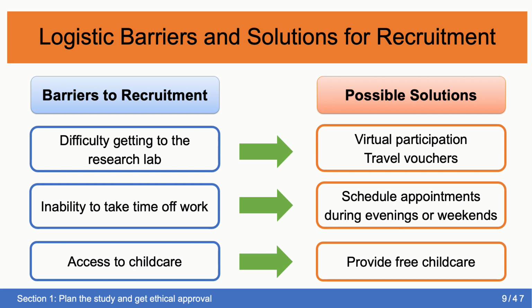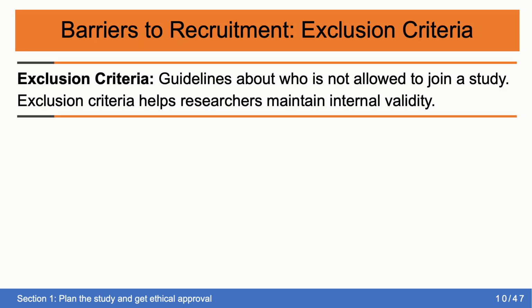Researchers can also let families know that they welcome any questions or feedback. Some research studies have had strict exclusion criteria. This exclusion criteria says who is not allowed to join a study. Researchers usually have strict exclusion criteria because they want their study to have high internal validity.